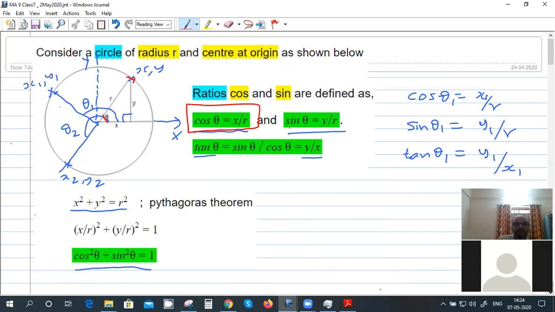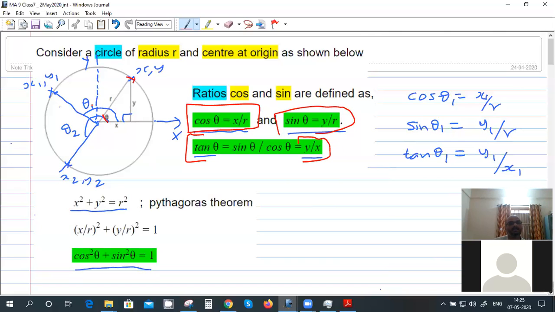Sine we have defined as y by r. That is same as opposite by hypotenuse, right? This is the right angle triangle. In this right angle triangle, y by r is what? Opposite by hypotenuse. So it is matching with the previous definition. Okay, similarly tan theta is y by x. And x comma y is the coordinate of the point, which is making angle theta with the x-axis. Right. So this is for acute angle.